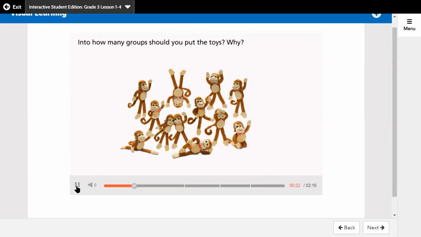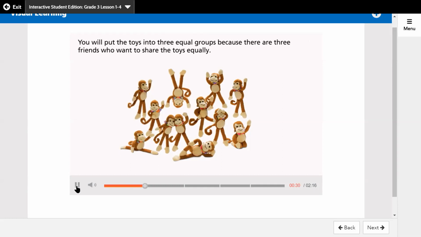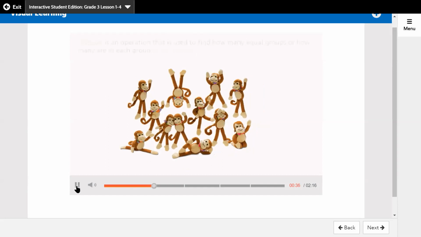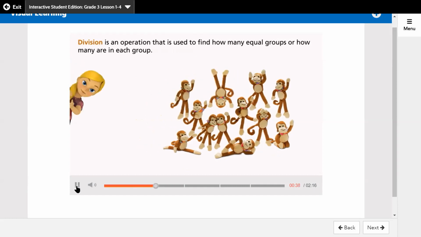Into how many groups should you put the toys? Why? That's the question we're trying to answer. You will put the toys into 3 equal groups because there are 3 friends who want to share the toys equally. Division is an operation that is used to find how many equal groups or how many are in each group.